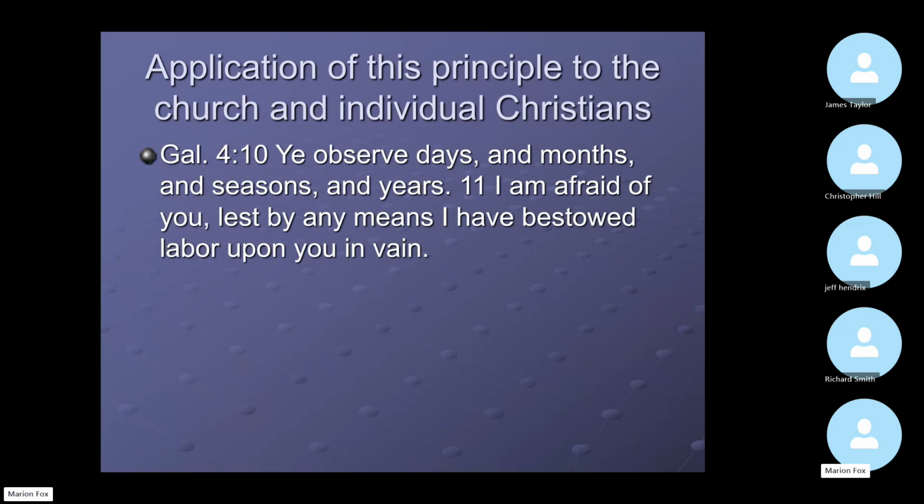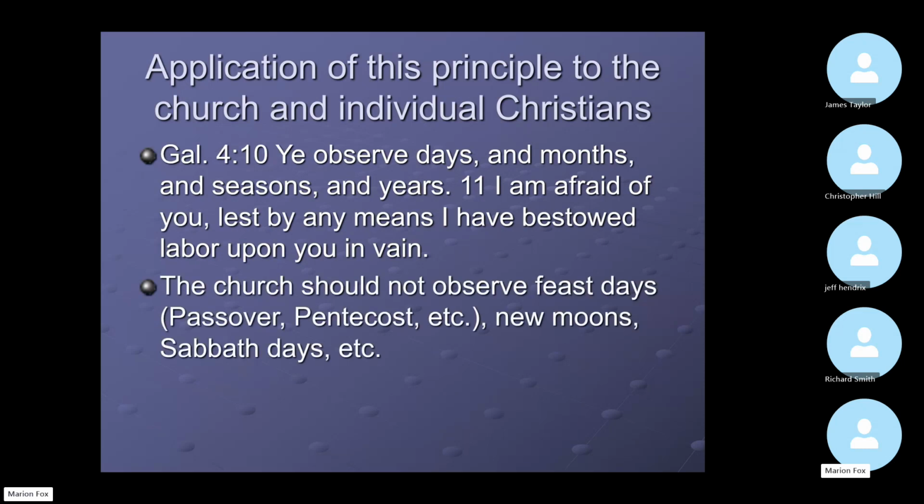I'm afraid of you, lest I have bestowed labor upon you in vain. So they were observing these days and months and years. Now, if they were observing pagan days, he probably would have said it. So this obviously is going back to the law of Moses. The church should not observe feast days, Passover, Pentecost, new moon, Sabbath days, etc. You don't need to be observing that.